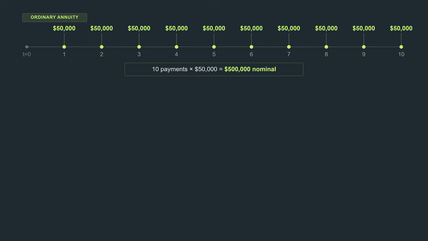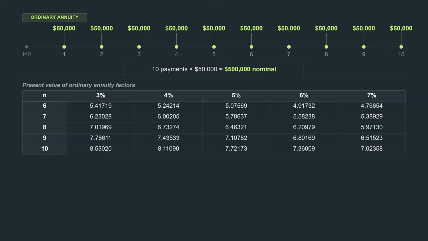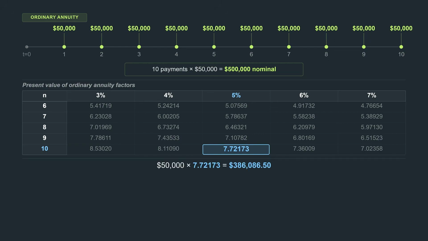This represents an ordinary annuity, and if we require a 5% annual return, we can calculate its present value using the techniques we've already learned. First, we could use a factor table. The present value factor for an ordinary annuity at 5% for 10 periods is 7.72173. Multiplying $50,000 by this factor gives us a present value of $386,086.50. So that's the amount we'd be willing to pay to earn a 5% annual return.